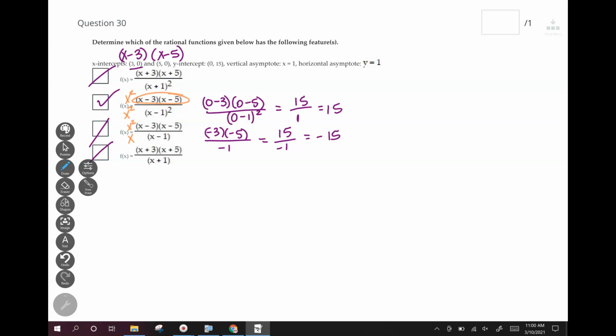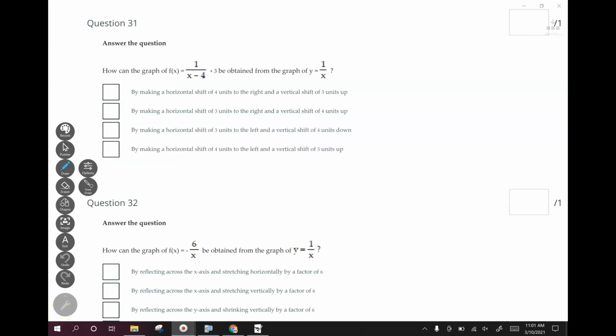So this one would actually have a slant asymptote, not a horizontal asymptote at 1. So again, that's another reason why B is the correct answer. All right, on the next few problems, we're talking about transformations of rational functions.